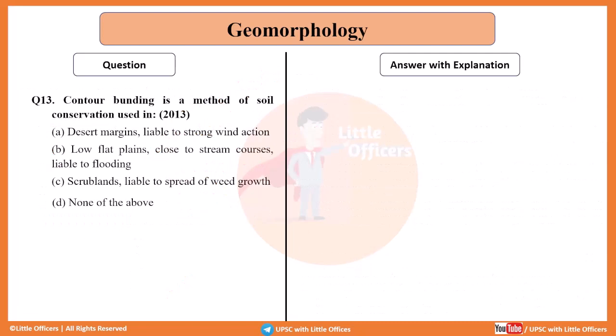Contour bunding is a method of soil conservation used in, obviously, terrace locations. Okay, so just now we have covered it elaborately. So let's look at them. Desert margins liable to strong winds. See, in the desert margins where there are strong winds, we use generally shelter belts. In the coastal areas and desert areas, if you have read about green, there is this green belt or green wall. I do not remember this name.